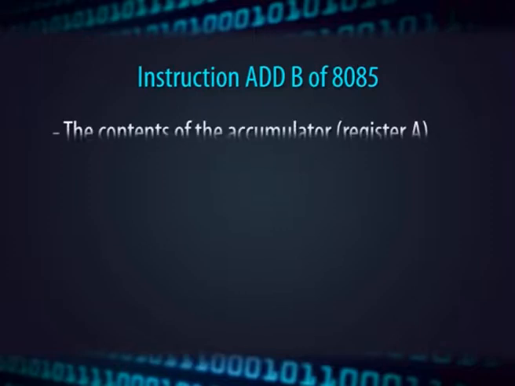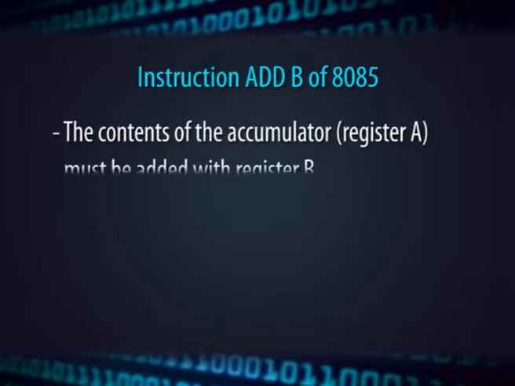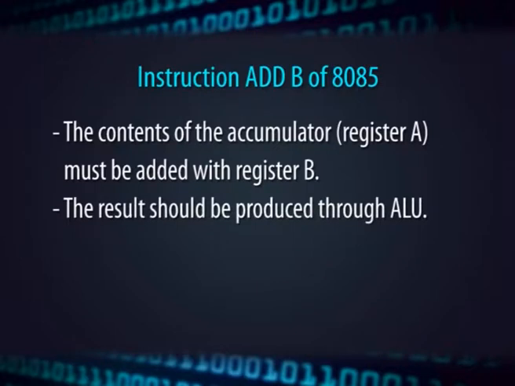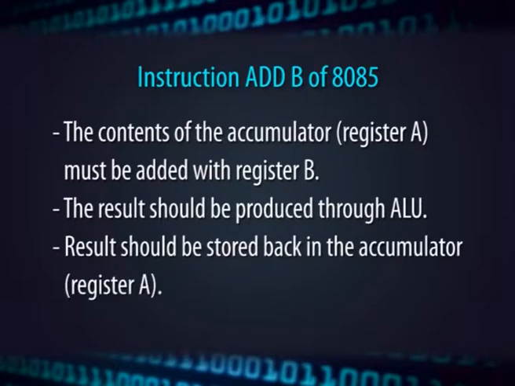In order to understand a micro instruction, assume a simple instruction, ADD B of 8085. The ADD B of 8085 implies that the contents of the accumulator must be added. The accumulator is register A. Register A must be added with register B, and the result should be produced through the ALU and stored back in the accumulator register, which is A.